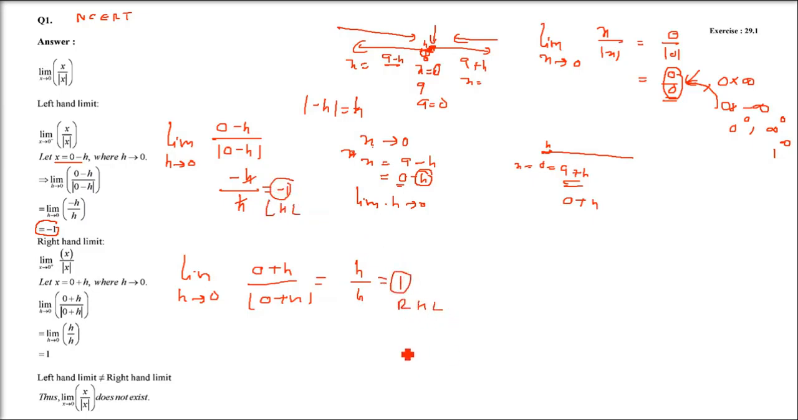So the left and right hand limits are -1 and 1, which are not equal. When these limits are not equal on either side, that means the limit does not exist. So why did I explain this? Because most of the questions are like this only. The same concept we are going to use almost everywhere.